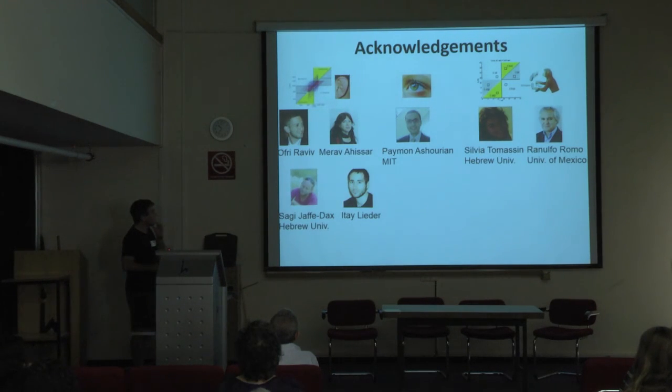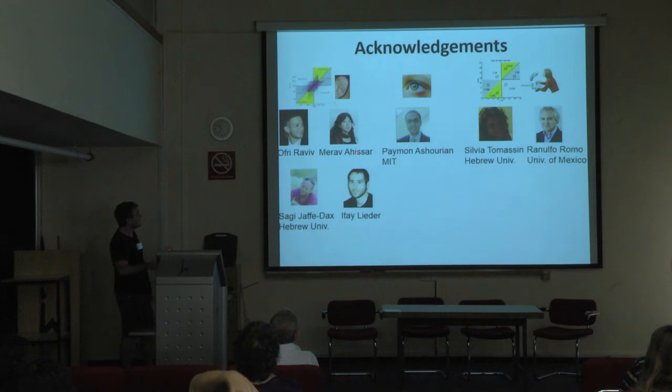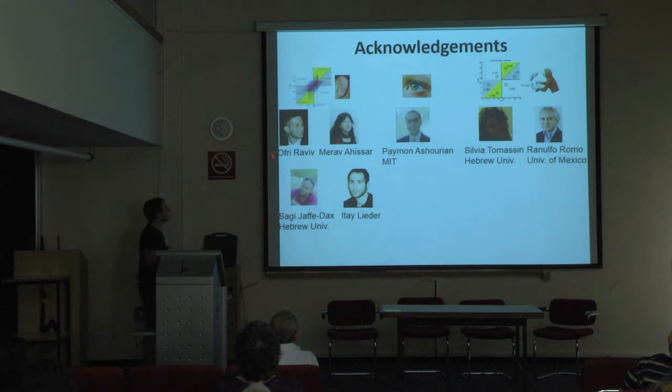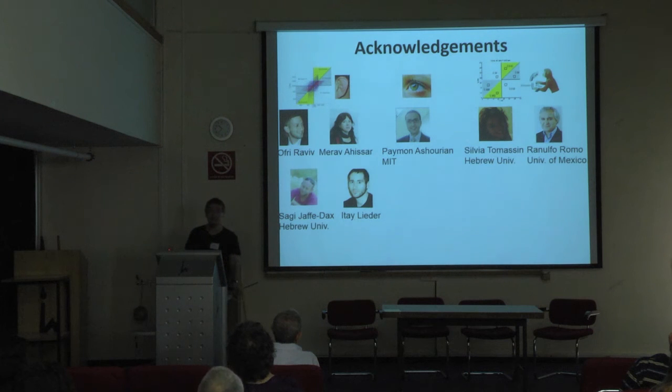Finally, I'd like to acknowledge the people that contributed to this work. The work on Bayesian inference in the delayed comparison task started with an MIT student, Payman Ashurian. Most of the work that I presented was done in close collaboration with Merav Achisar. Efri Raviv was a joint PhD student of Merav and I. Sagi was behind the dyslexia work, and Tai also contributed to the dyslexia work. The monkey data that I showed you was collected in the laboratory of Ranulfo Romo, and it was analyzed by Silvia Tomasi, a postdoc in my lab. Thank you.